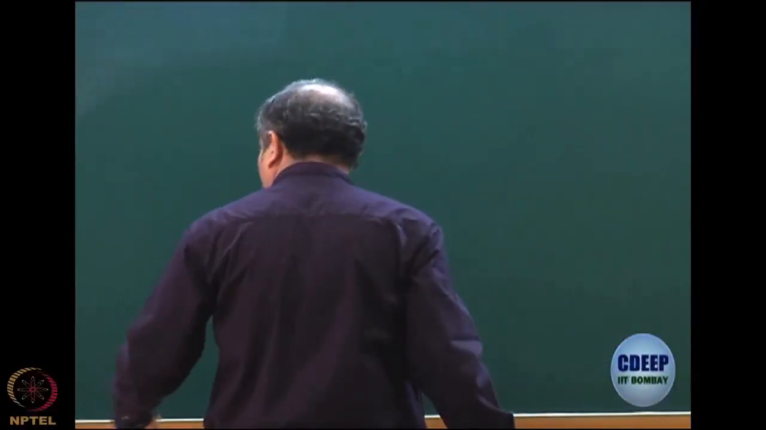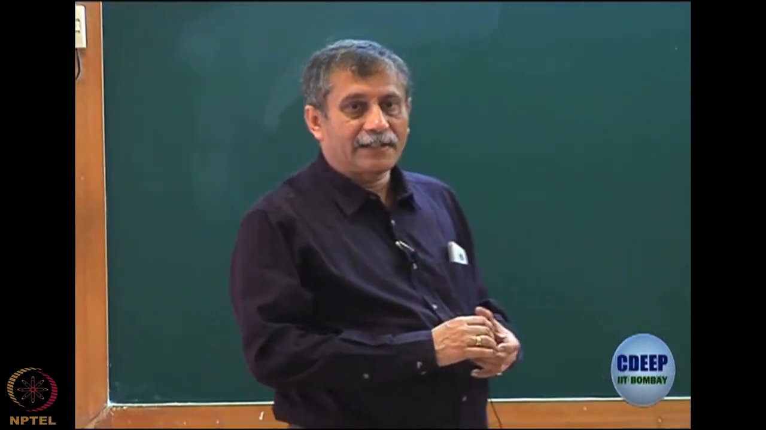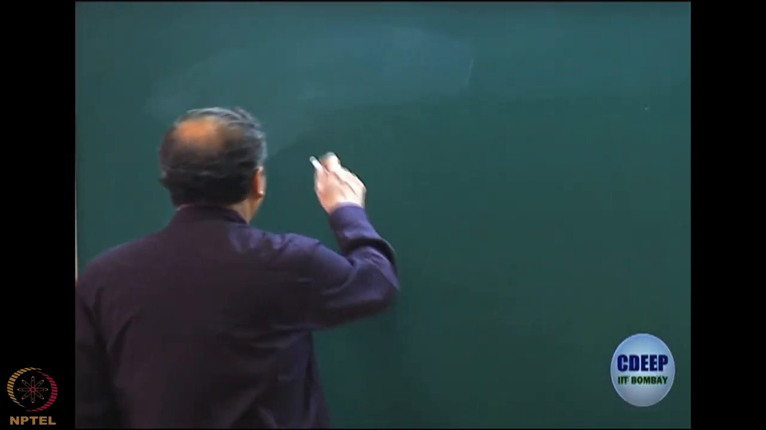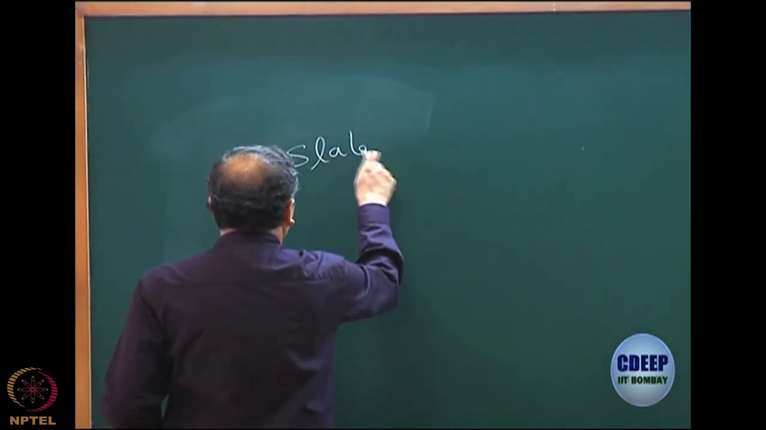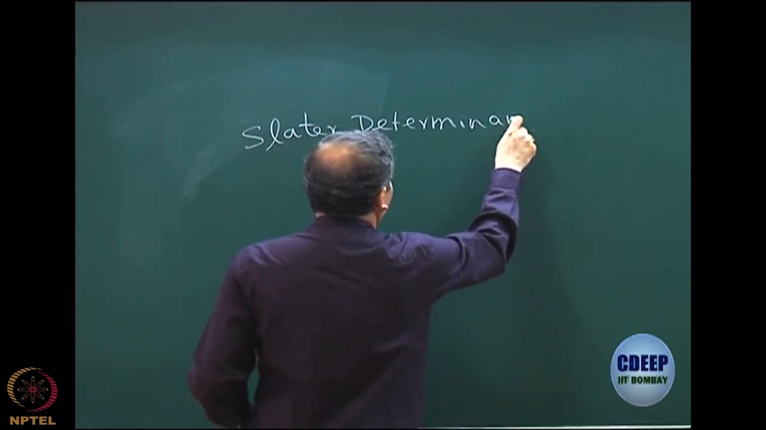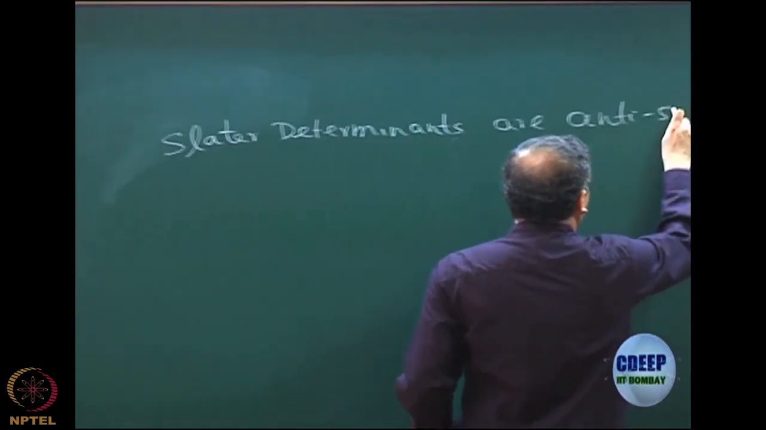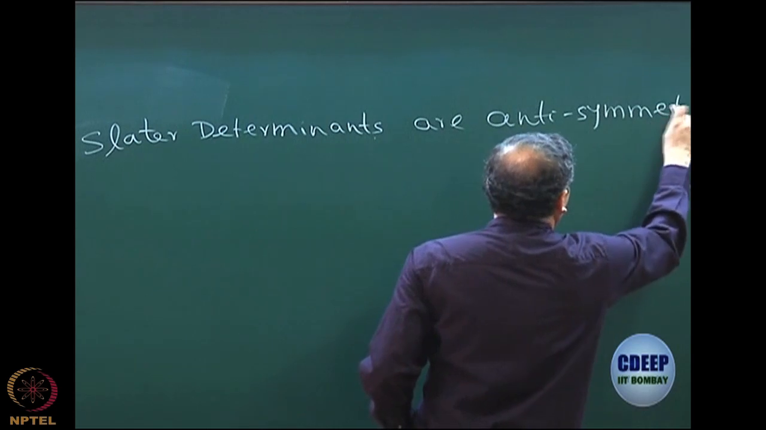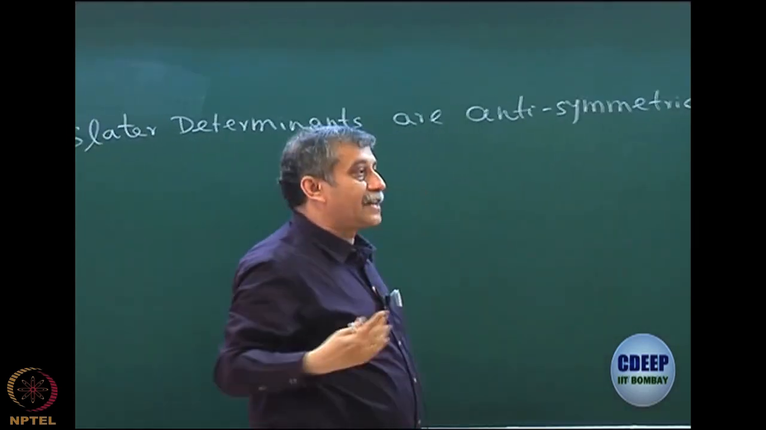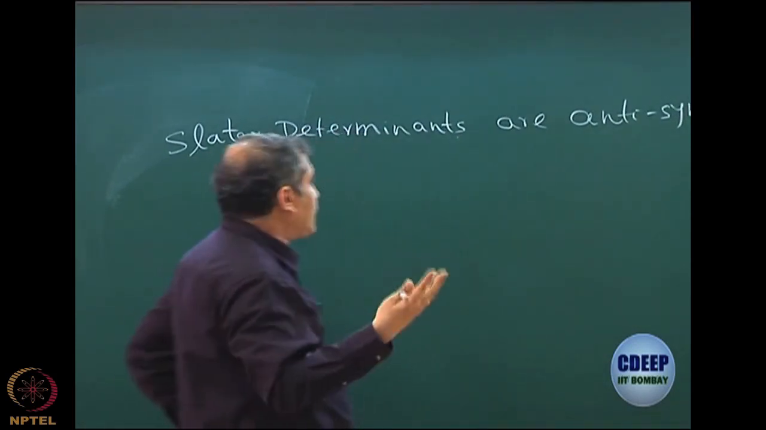Alright, so we started with the Slater determinant as a basis for the n electron systems, because Slater determinants by definition are antisymmetric. We said in the last class that the Slater determinant is antisymmetric by definition, so they are valid wave functions for the n electron problem. The question is whether they are exact or not. They may not be exact wave functions, but they are valid representations of at least an approximate wave function.